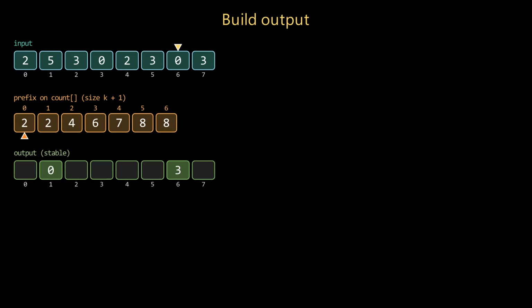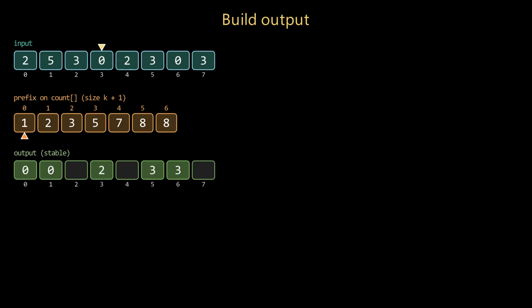Move left to input index 6, value 0. Bucket 0 holds 2, so place 0 at output index 1. Decrement bucket 0 from 2 to 1. Input index 5 is 3. Bucket 3 reads 6, write 3 at output index 5. Decrement bucket 3 from 6 to 5. Input index 4 is 2. Bucket 2 reads 4, write 2 at output index 3. Decrement bucket 2 from 4 to 3.